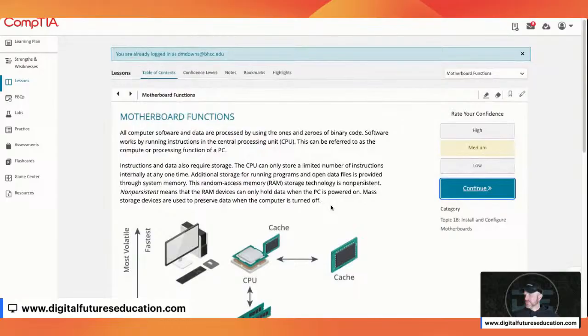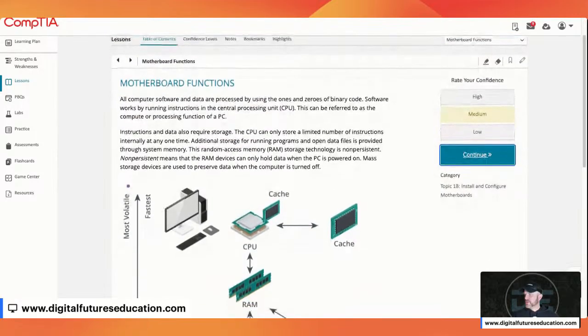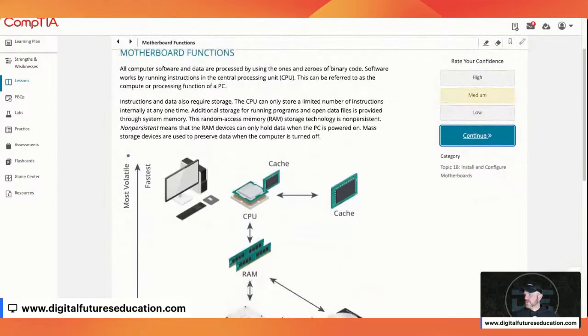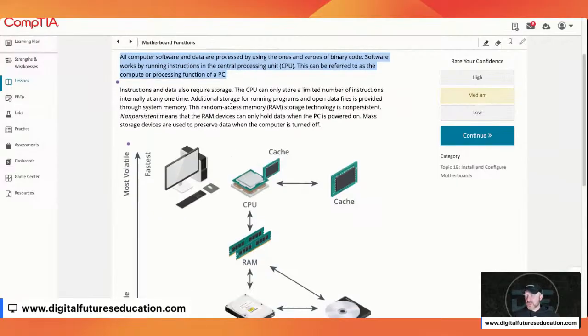So let's talk about the function of the motherboard. All computer software and data are processed by using the 1s and 0s of binary code, which ends up being one of the assessment questions. Software works by running instructions in the central processing unit. This can be referred to as the compute or processing function of a PC. Instruction and data also require storage. The CPU can store only a limited number of instructions internally at one time.